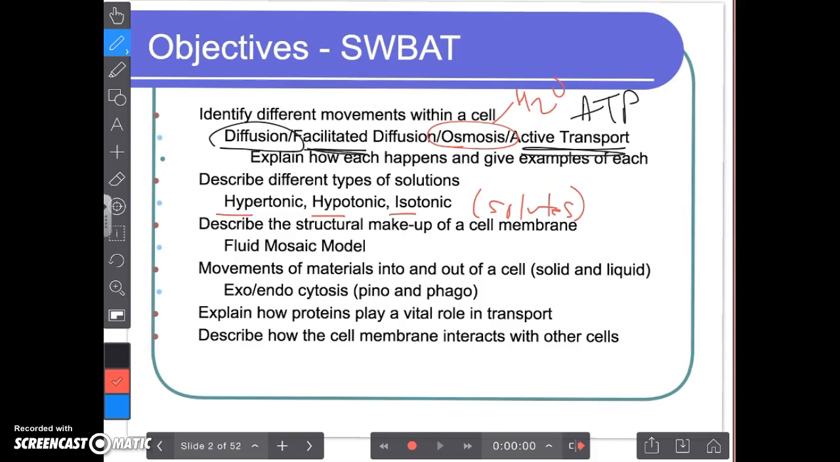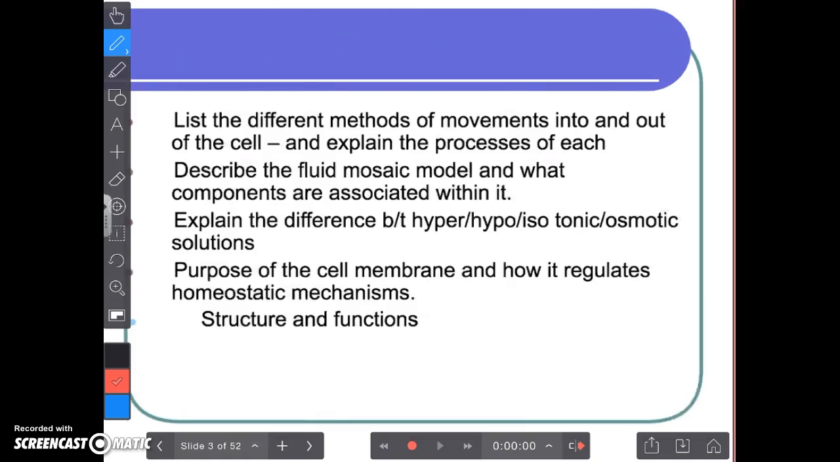The structure of the fluid mosaic model. What does it actually look like? How does it come to be? So be able to tell me what the structures are that entail it: the polar heads, the nonpolar tails, the embedded membranes. Movements of materials in and out: how I can pass a solid, undergo phagocytosis, or enter a liquid, pinocytosis, throughout the cell. Explain how proteins play a vital role in the transport, like above, to facilitate an active transport. And describe how the cell membrane interacts with other cells, how they're able to communicate with other cells.